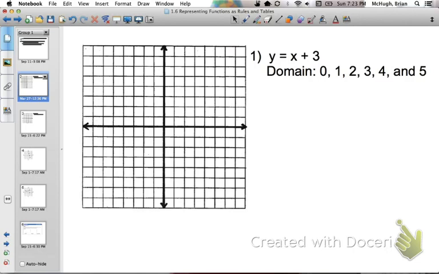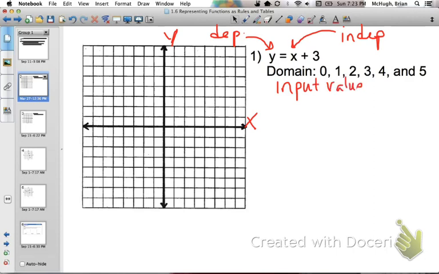Here's an example of a rule, y equals x plus 3, where x is your independent variable and y is the dependent variable. So we're going to label our horizontal axis x, and our vertical axis y. The rule is y equals x plus 3, and we're given several values for the domain. The domain are input values. Input values go with our independent variable, in this case x.